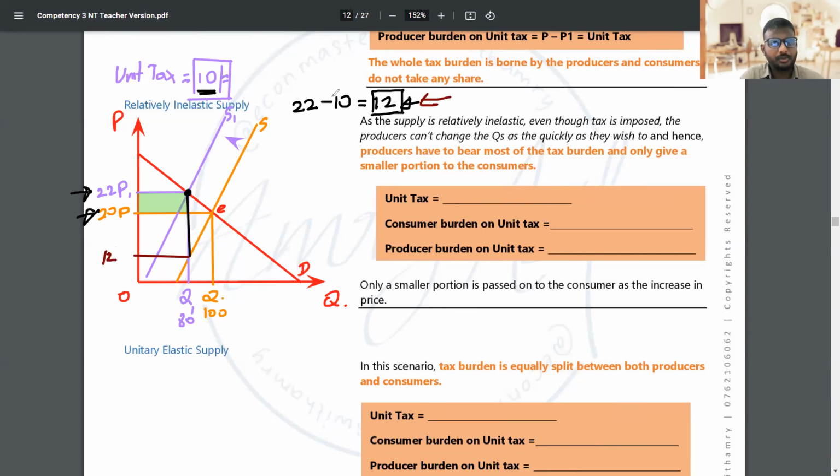So you see here, the producer's tax burden is how much? Producer was getting 20 before, now he's only getting 12. And for how many units is he getting that? 80 units. So this brown rectangle, or pretty much a square, is the producer's tax burden. Now, whose burden is bigger? Which rectangle is bigger now? The bigger the rectangle, the bigger the burden.